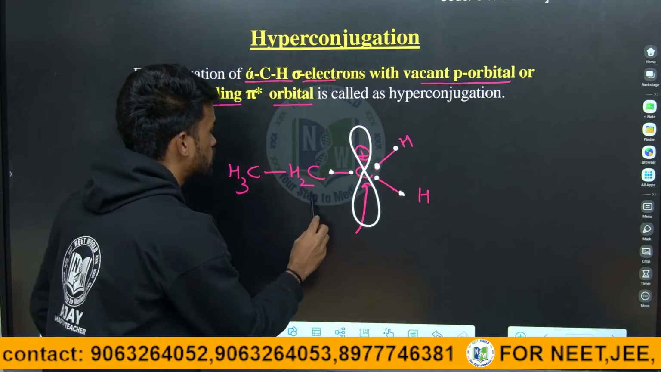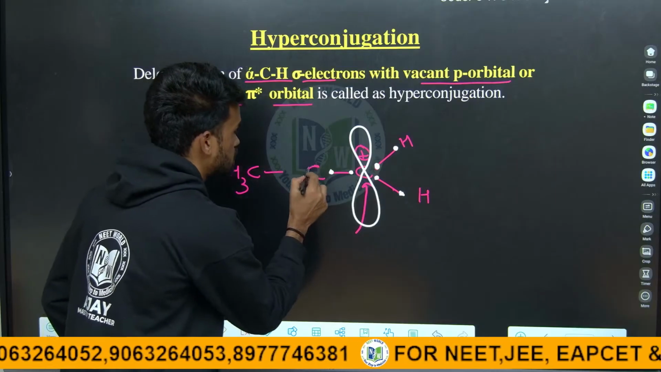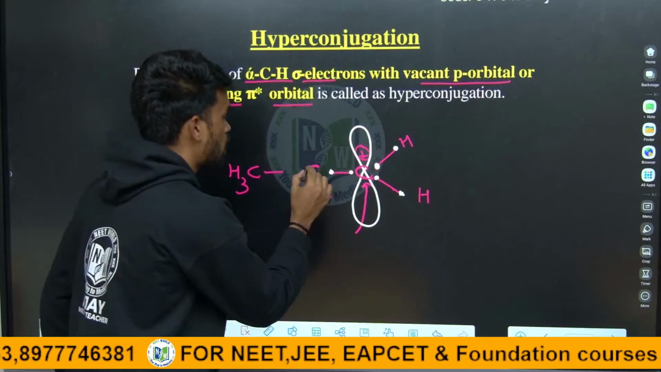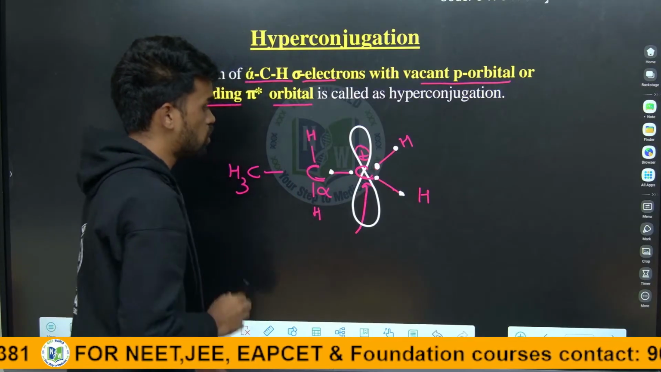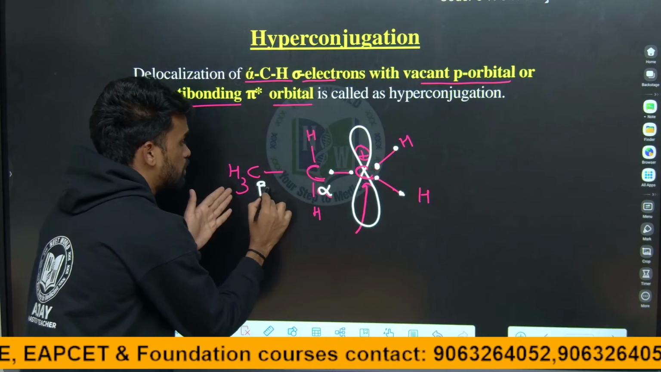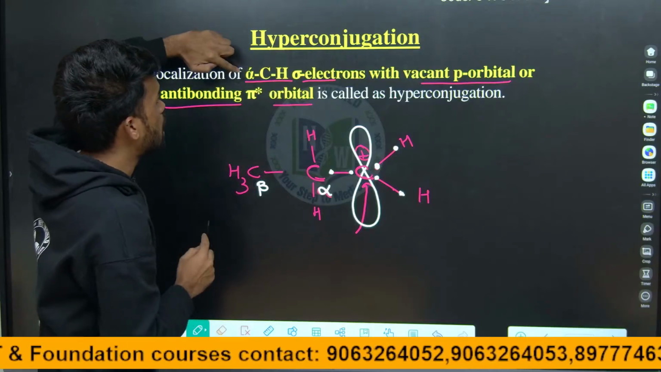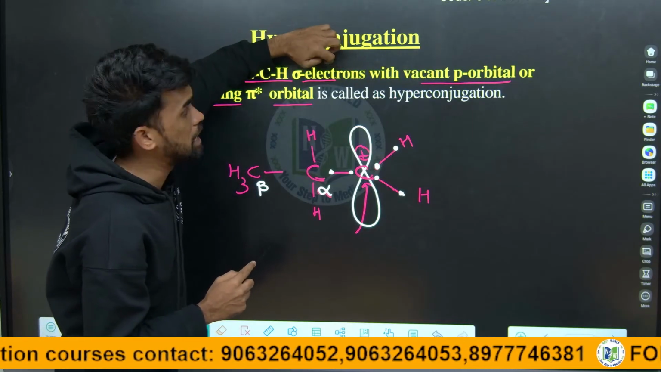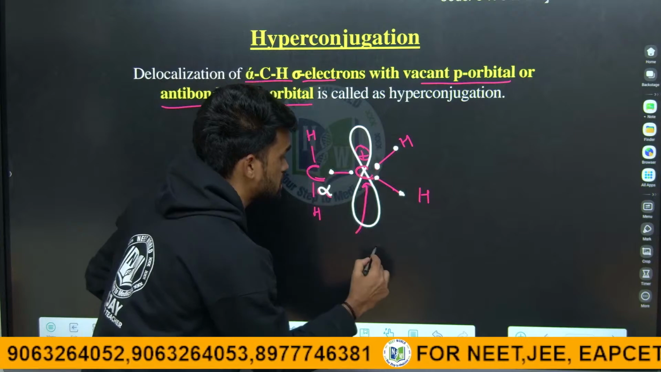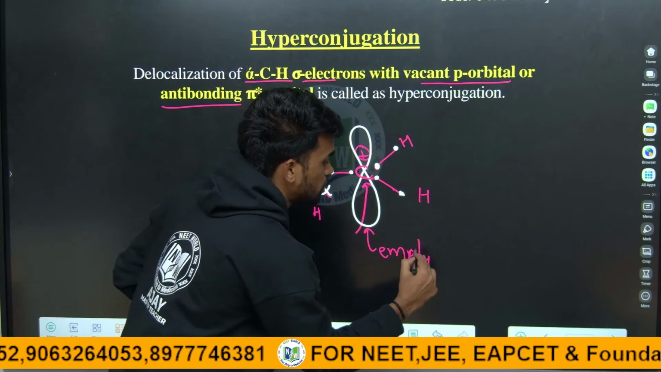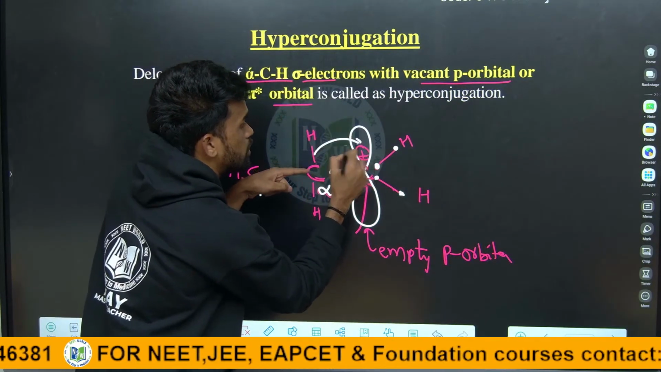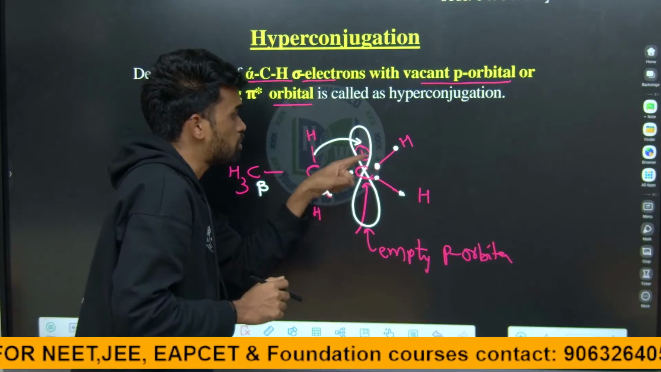Now look here, the carbon which is adjacent to the carbocation carbon is called the alpha carbon. On this alpha carbon we have 2 hydrogen atoms. And the one which is adjacent to this will be the beta carbon. In the definition we mentioned that alpha C-H sigma electrons will delocalize into the empty or vacant p orbital. On the carbon we have this empty p orbital, so into this empty p orbital, the sigma C-H electrons will be delocalized. Like that, the carbocation gets stabilized.